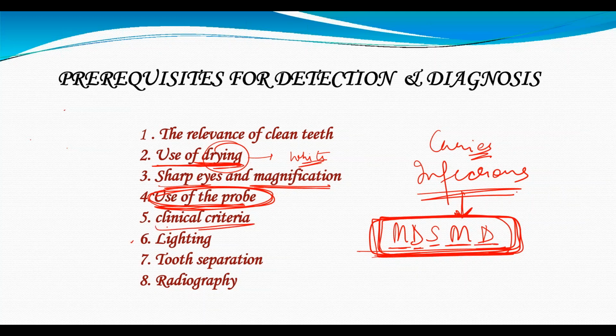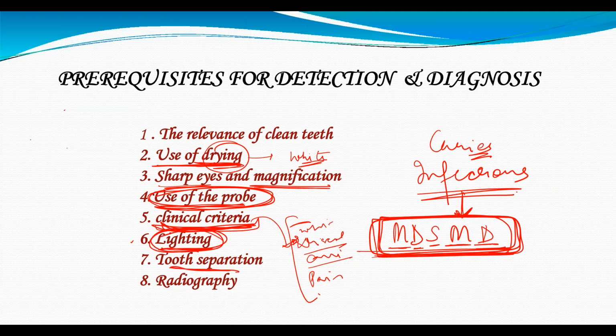Then there are certain clinical criteria to keep in mind. That is, you have intact surface, or you have a white spot lesion, or a discoloration, or some cavitation, or all in all the patient is having pain. Those clinical criteria have to be kept in mind when you are evaluating the diagnostic methods. Then there should be proper lighting. Then tooth separation, in case it is required. Radiography, proper radiographs have to be taken, proper angulation has to be followed.